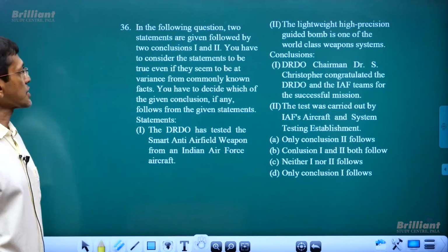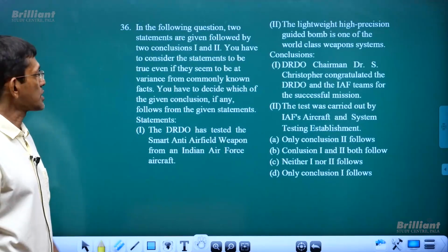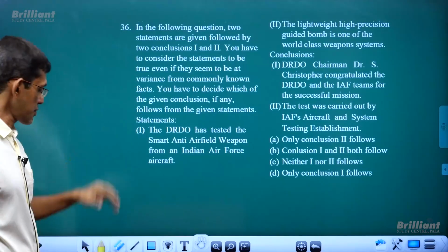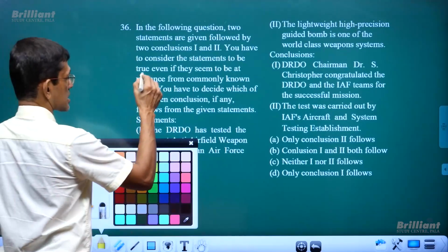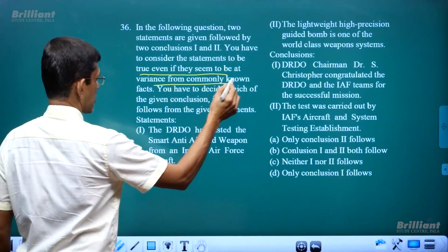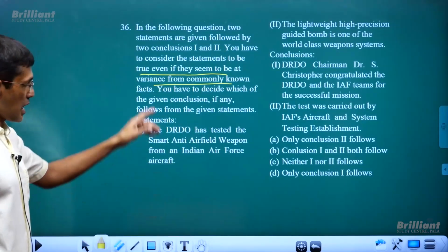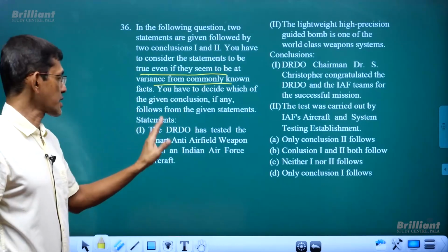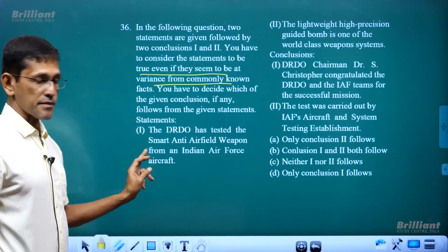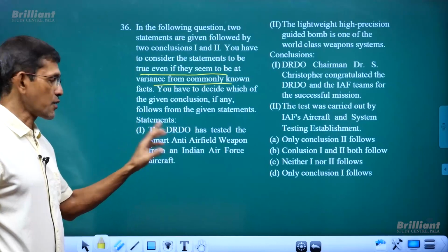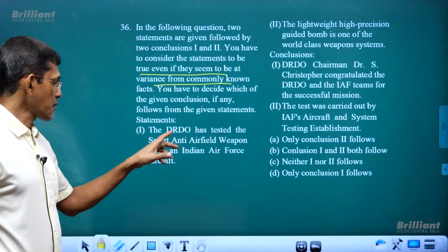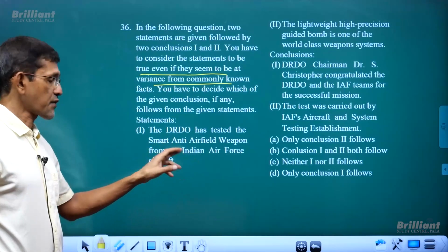In the following question, 2 statements are given followed by 2 conclusions, 1 and 2. You have to consider the statements to be true even if they seem to be at variance from the commonly known facts. You have to decide which of the given conclusion, if any, follows from the given statements. Statement number 1. The DRDO has tested the smart anti-airfield weapon from the Indian Air Force aircraft.